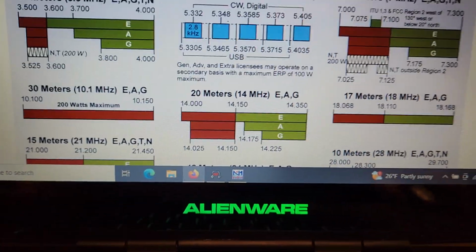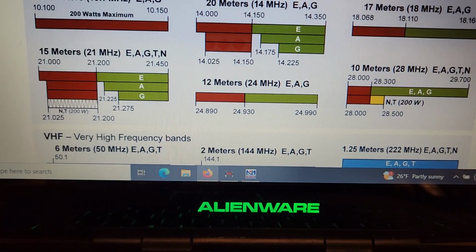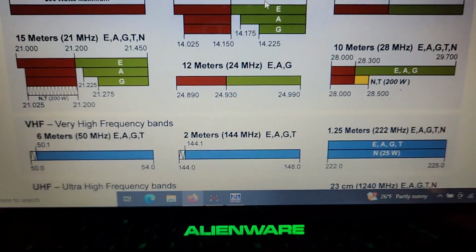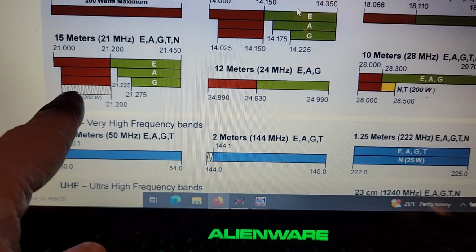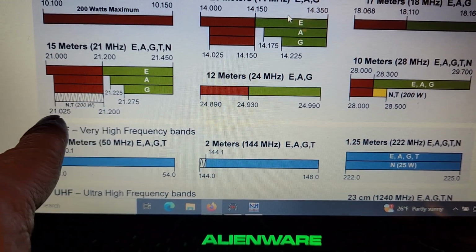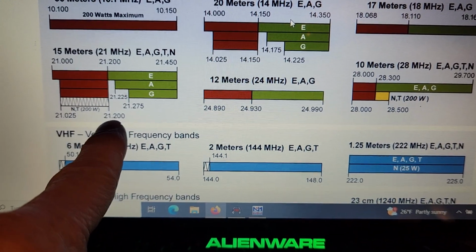So again, no techs. Techs don't get a lot. That's why they try and encourage you to upgrade. But it's a good place to start. This is a good band, 15 meters. Novice and techs get a chunk here from 21.025 to 21.2.